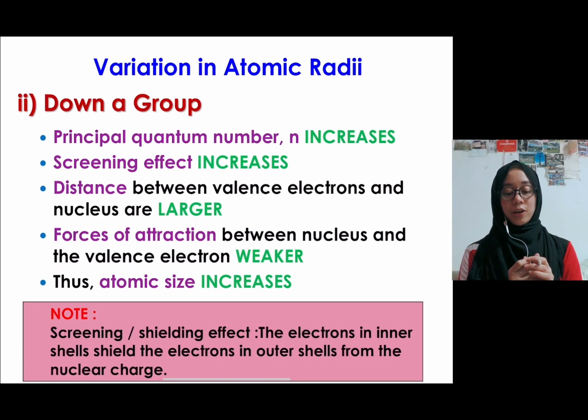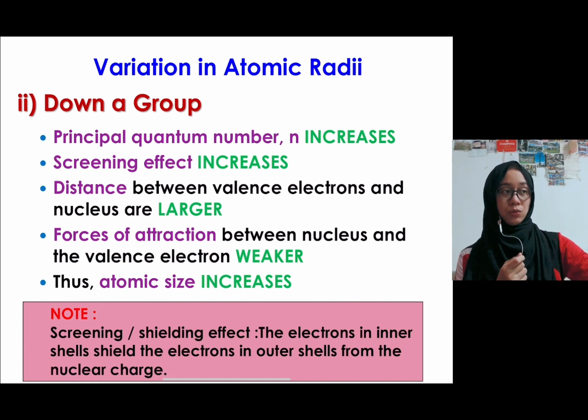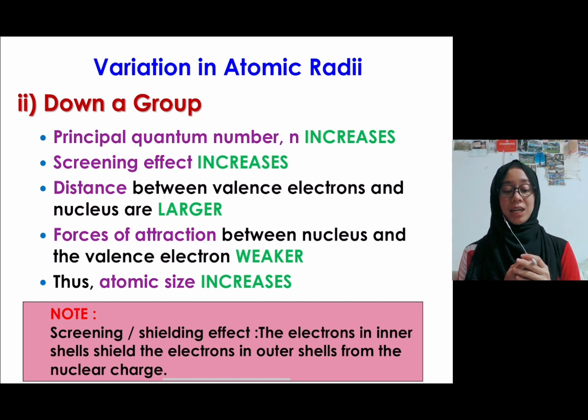Okay, so now kita nak tengok what is screening effect ataupun shielding effect. So screening ataupun shield, perkataan screen ataupun shield tu, dia act sebagai penghalang. Okay, so the electrons in inner shell shield the electrons in outer shells from the nuclear charge.